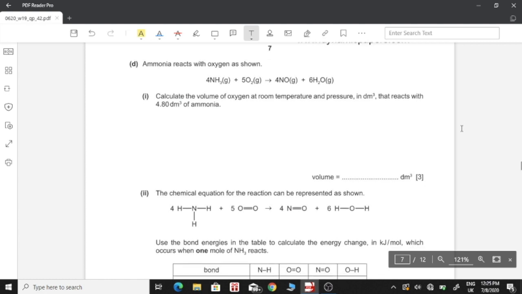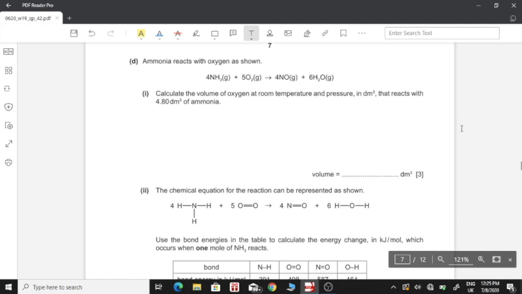Okay, moving on to part D. Ammonia reacts with oxygen as shown. So we have 4 moles of ammonia reacting with 5 moles of oxygen and forming nitrogen monoxide with water.